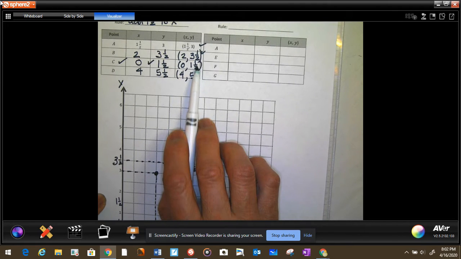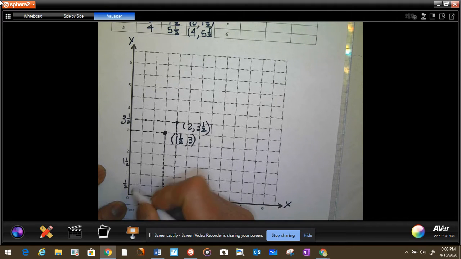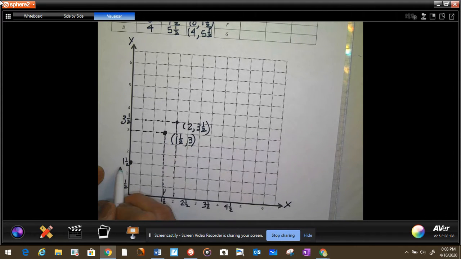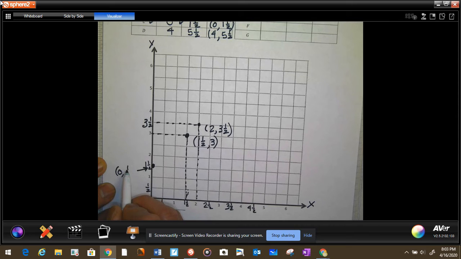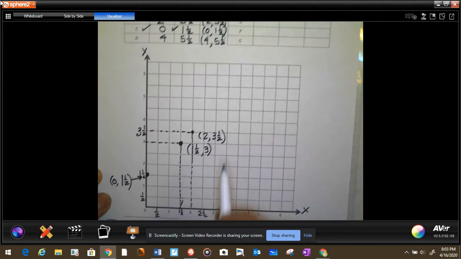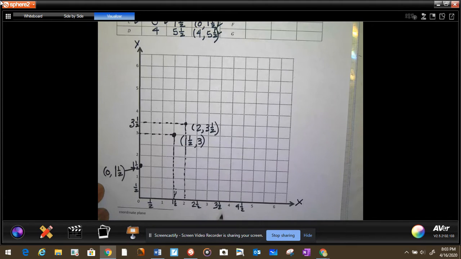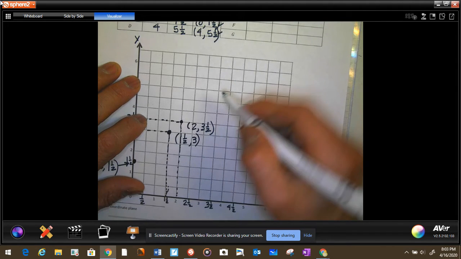Anyways, let's move on. The next one is 0 and one half. So x is 0, and we're going to jump to y, which is one half, and that's the coordinate pair, the point 0 and one half. Our last point is 4 and 5 and one half. So we're going to run to 4 and jump to 5 and one half. There you go, and we're going to meet right here.